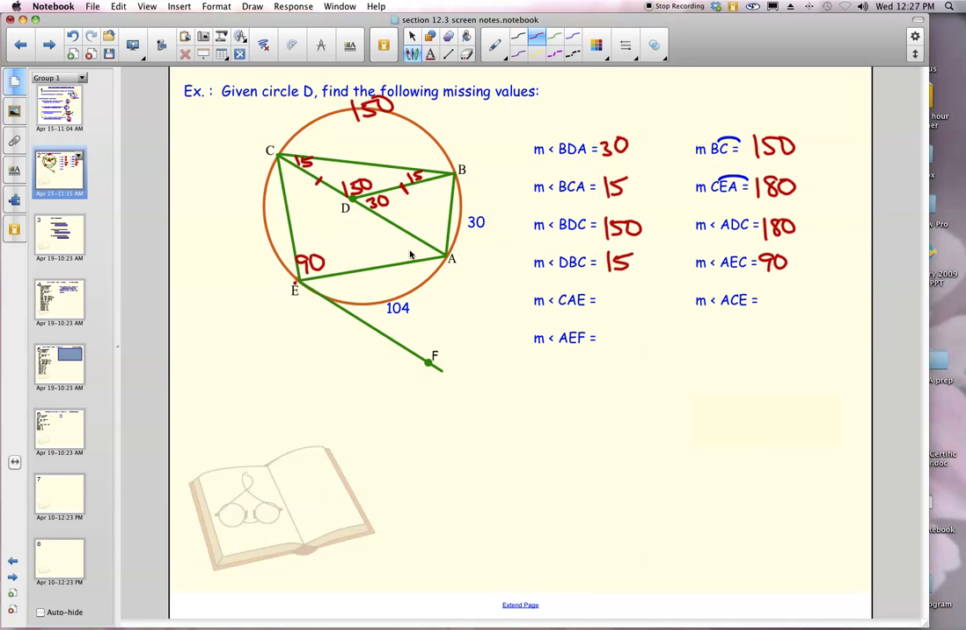CAE, this angle here, in order to get this one, we'd have to know what arc CE is. Well, we can get that because arc CEA we know is 180. So if we take 180 minus 104, that gives us 76. So we know that arc CE is 76, and the relationship between the angle and the arc, it's an inscribed angle, so it's half. So you would take half of 76, and that would give you 38. So angle CAE would be 38 degrees.